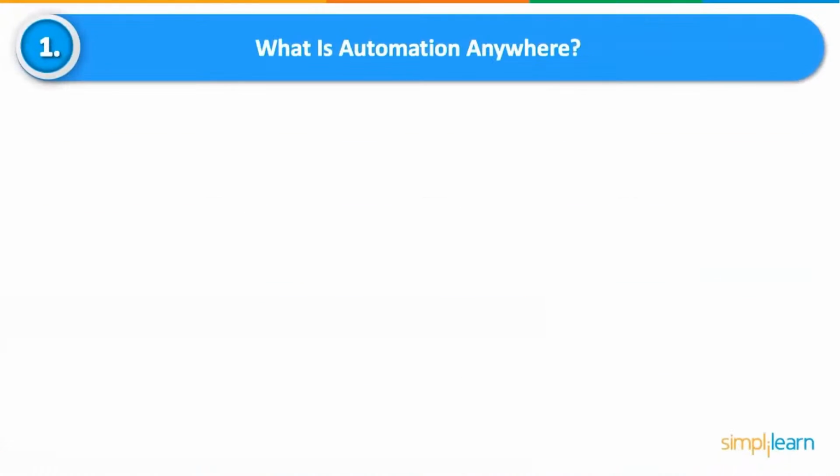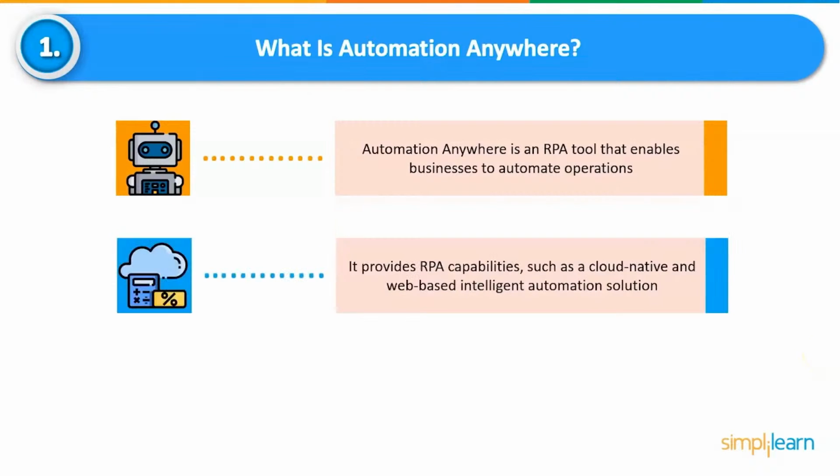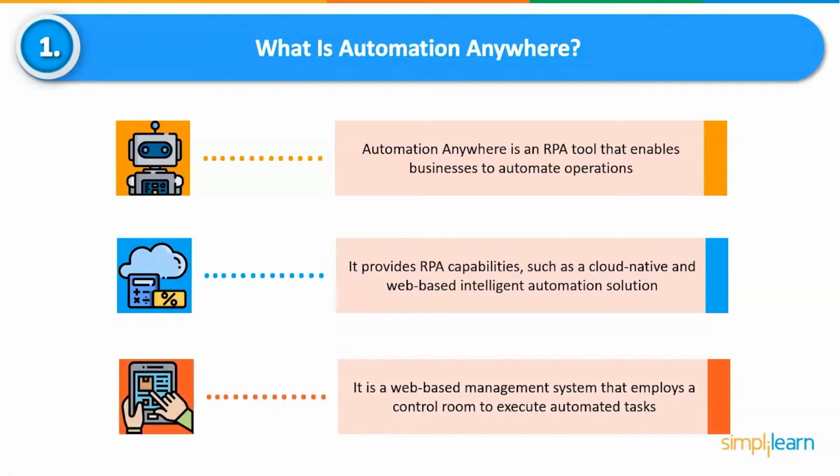What is Automation Anywhere? Automation Anywhere is a well-known robotic process automation tool that enables businesses to automate end-to-end business operations. It provides powerful and user-friendly RPA capabilities such as cloud-native, web-based intelligent automation solution for automating any complex task. It is a web-based management system that employs a control room to execute automated tasks. It improves the efficiency of business processes and reduces the need for human labor.